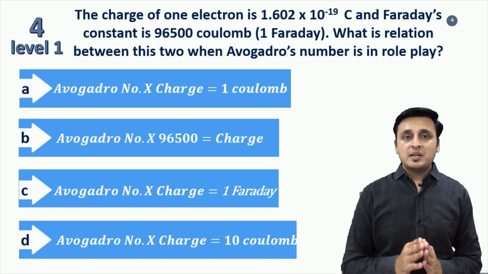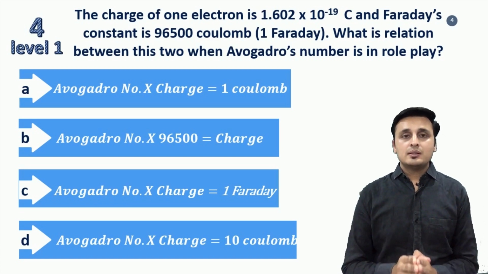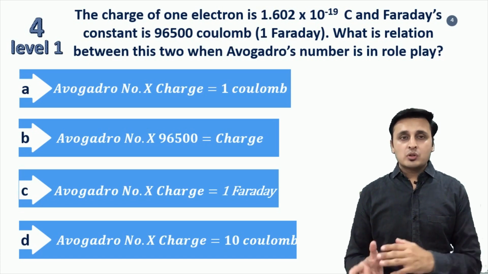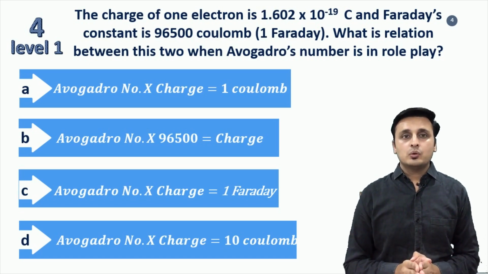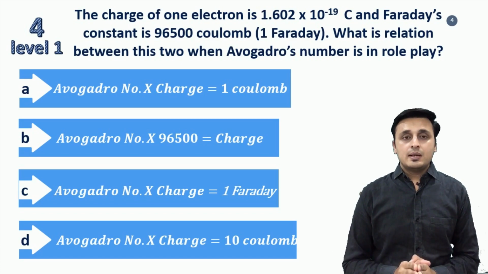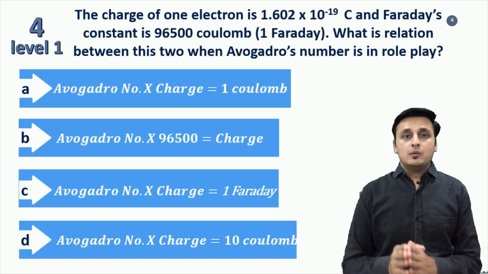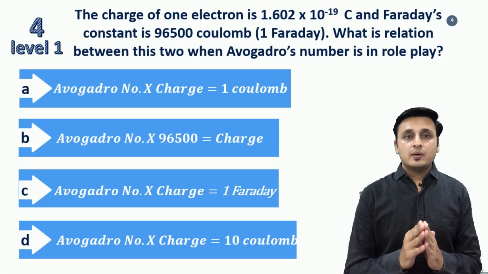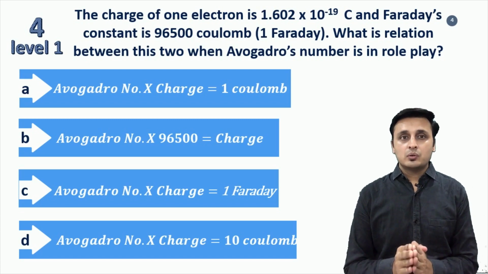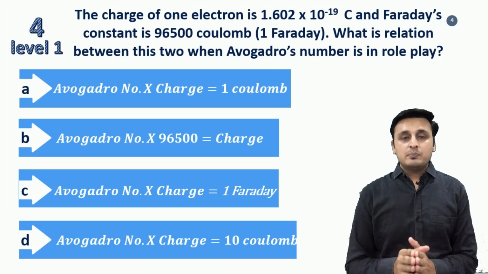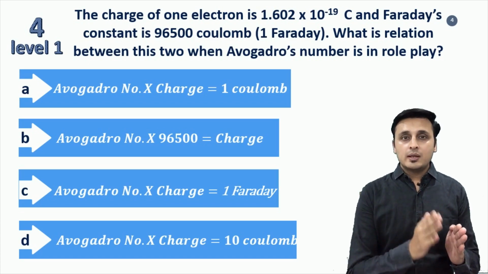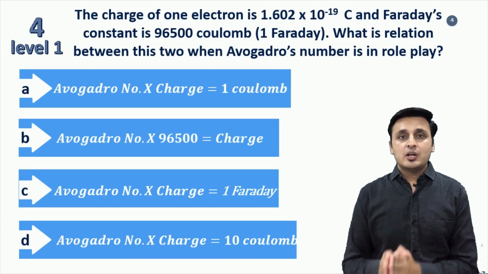Here in the question it is asked what is the relationship between these two. Now if we multiply charge with Avogadro's number, that is 6.022 into 10 raised to 23, we get the value approximately equal to 96500, and that is called Faraday's constant. We need to remember that 1 mole of electrons is called 1 Faraday, and 1 Faraday is equal to 96500 coulomb, which is obtained by simply multiplying the 1 mole of electrons, that is 6.022 into 10 raised to 23, into the charge of the single electron.